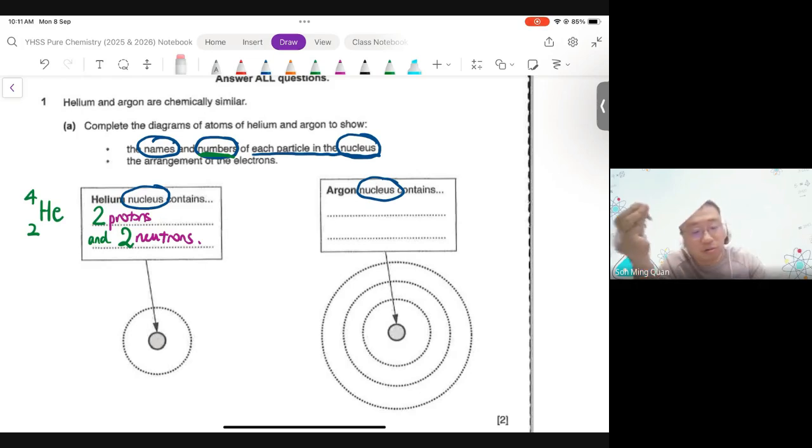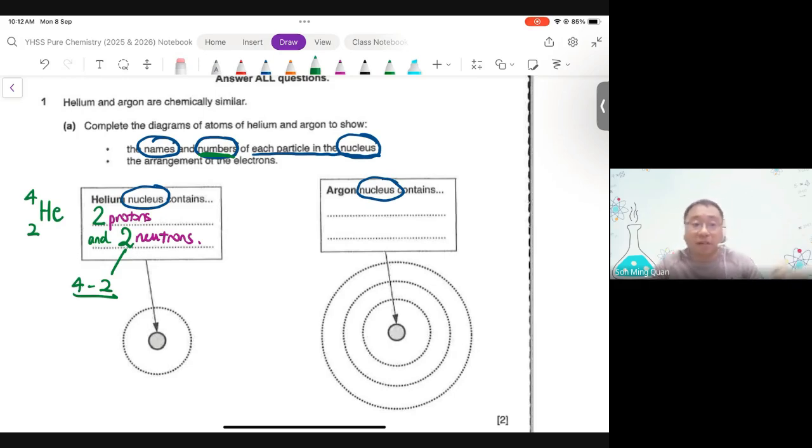How do you get 2 neutrons? 4 minus 2. Many students still wrote 4 neutrons. I have no idea why. Alright? Please be careful. Neutron number is the bigger number minus the smaller number. Okay, now this is still not the full marks yet.